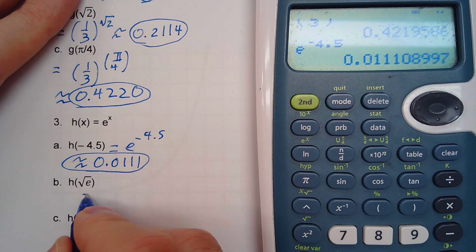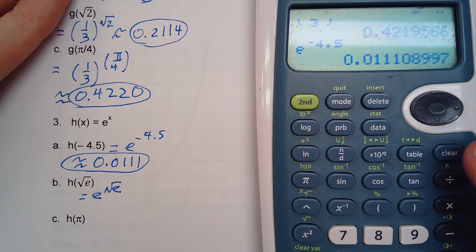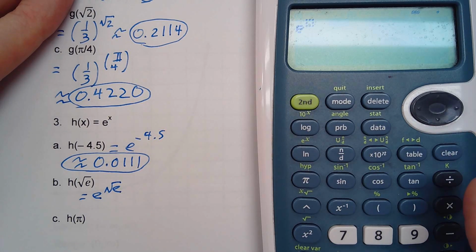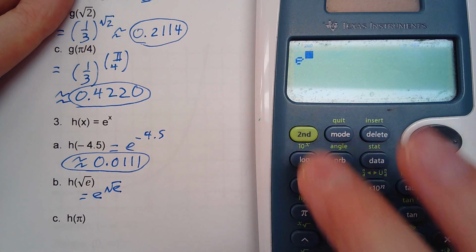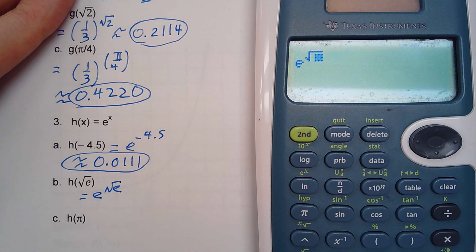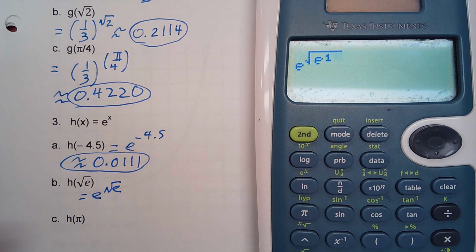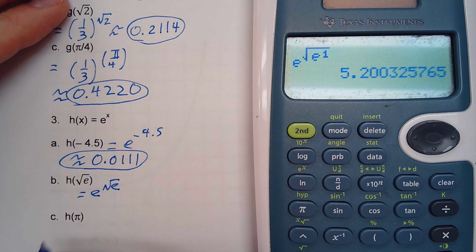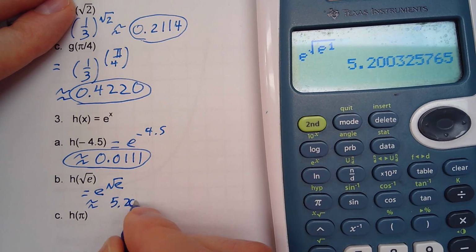Alright, this next one's going to be kind of weird, so let's just kind of do this one slowly together. Let's do my second ln. And do my square key to get the square root. I'm going to do my second ln. And again, if it's prompting you, if you have plain E, you put a power of 1. Hit enter. So 5.2003.